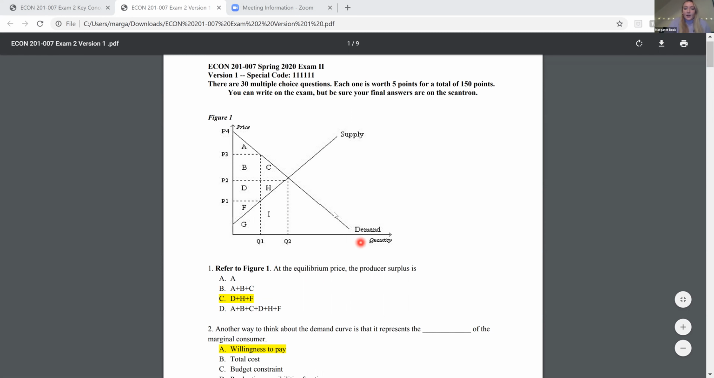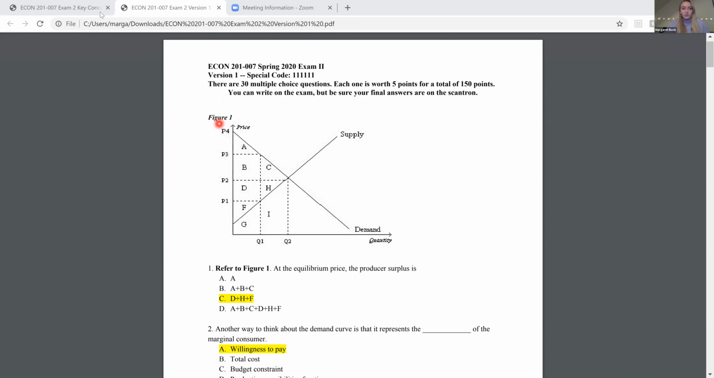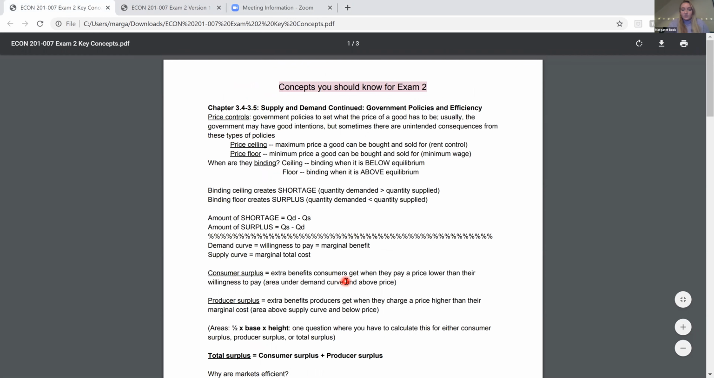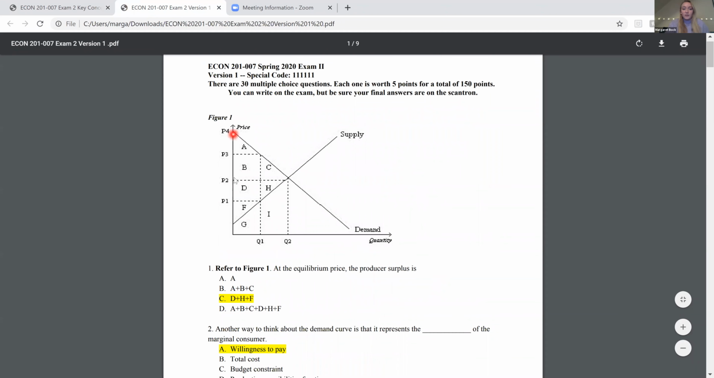So we talked about how the supply and demand diagram can also show these concepts of consumer surplus and producer surplus. So consumer surplus is the extra benefits consumers get when they pay a price that is lower than their willingness to pay. And the consumer surplus is the area under the demand curve and above the price. So in this picture, consumer surplus would just be ABC, the area under the demand curve and above the price.